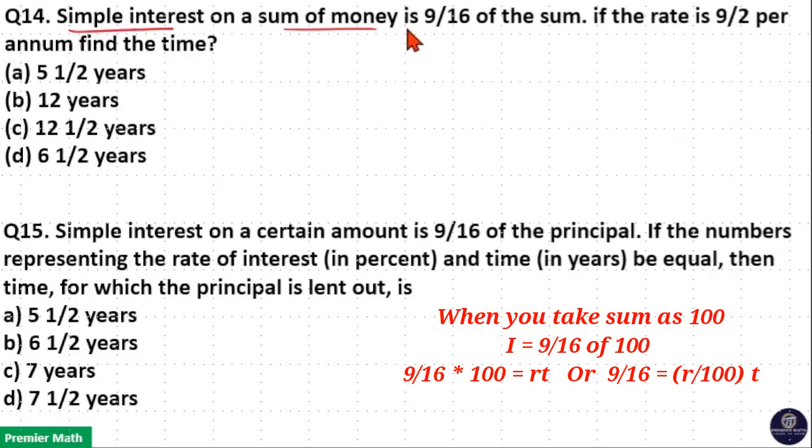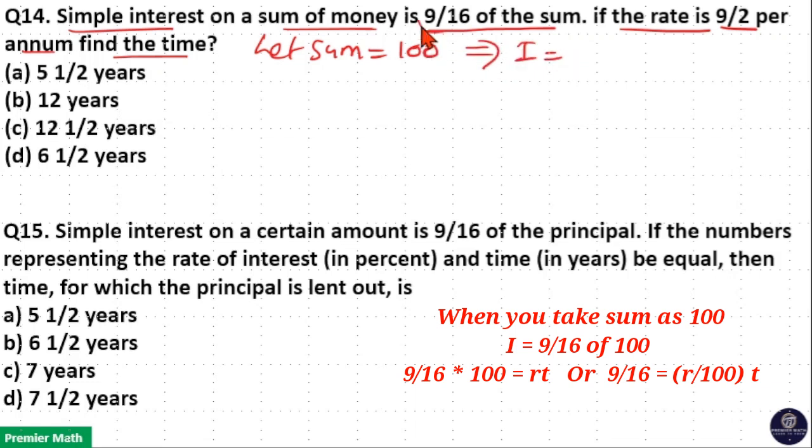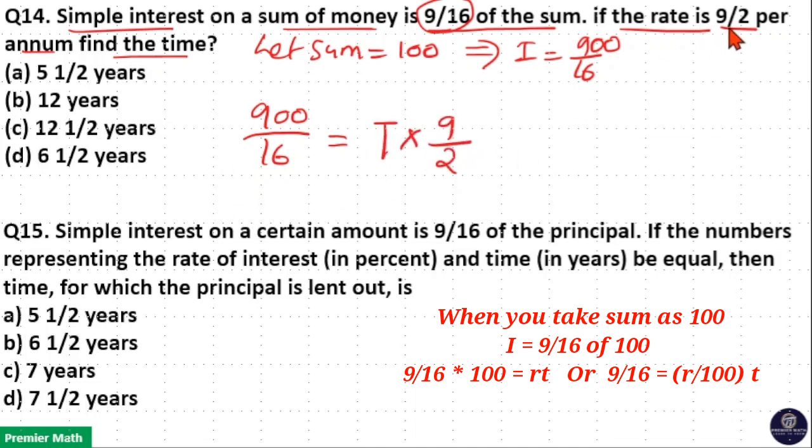Simple interest on a sum of money is 9 by 16 of the sum. If the rate is 9 by 2 per annum, find the time. Let us consider the sum as 100 rupees. That means interest is equal to 9 by 16 of the sum. So 9 by 16 into 100 is 900 by 16. Now this interest 900 by 16 is formed by T years at a rate of 9 by 2 per annum, because the rate is 9 by 2. Here the percentage symbol is not given, so you don't have to worry about dividing by 100 here. Also, we already took the sum as 100 here. In that case, you can ignore dividing by 100 in this rate.